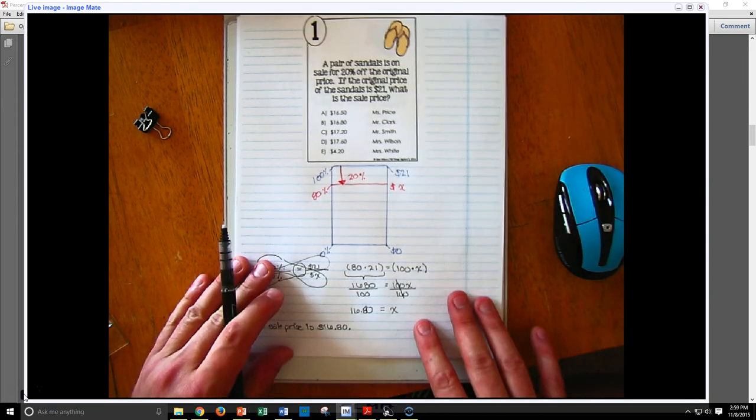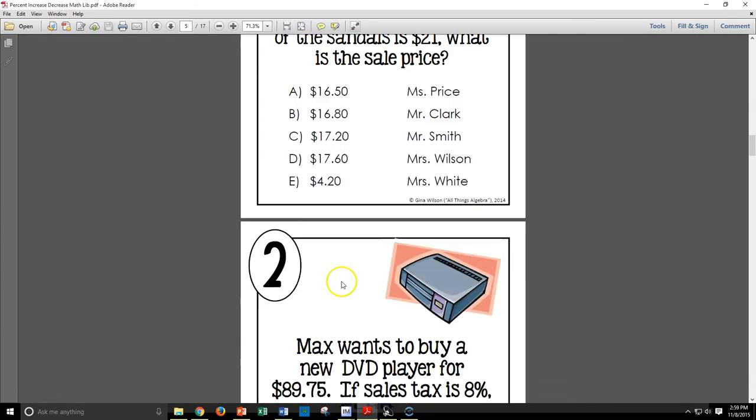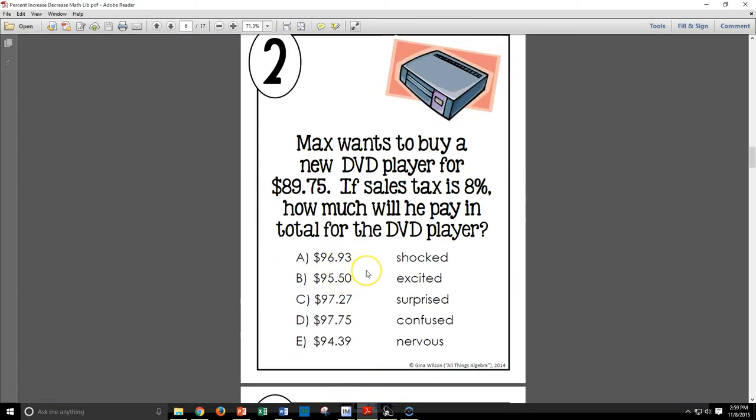Let's go ahead now and look at our next example. Our second example now is about Max. It says Max wants to buy a new DVD player for $89.75. If sales tax is 8%, how much will he pay in total for the DVD player? So this problem is very similar, with just the opposite effect now.